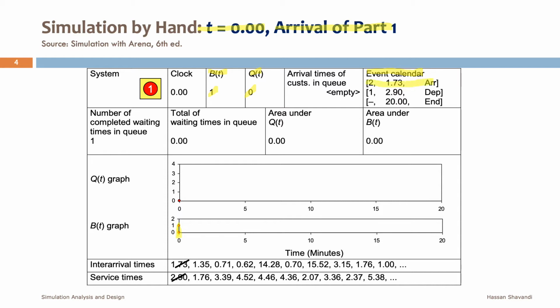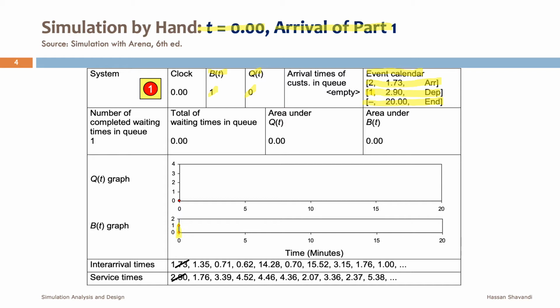The next event will be the arrival of part 2 at time 1.73, and the other event will be a departure of part number 1 at time 2.90. And the other event would be the end of the simulation, which will occur at time 20. So we have 3 events in our event list, and we have ordered these 3 by their time of occurrence, and the top record will be the next event.